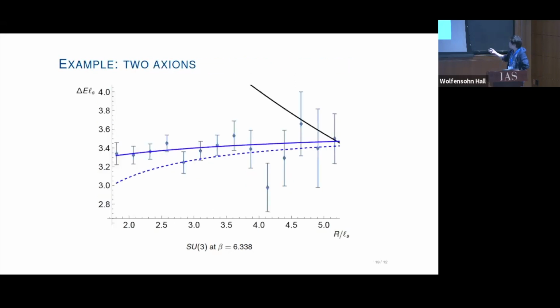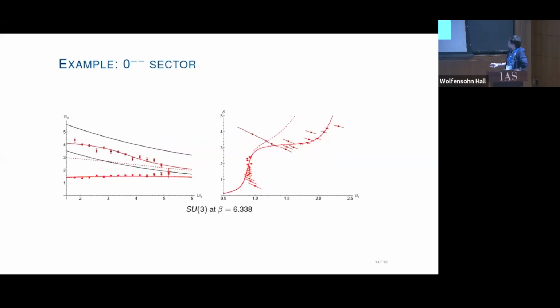And this is the example of two axions. And we see that the blue dashed line is two axions without interaction at all. And the blue solid line is the two axions with the interactions coming from TT-bar deformation. And we see that when we include the interaction, it has a much better fit to the Monte Carlo data. And this is the example that Sergey mentioned today, in the 0 sector. We have these high excited states. When we include higher order corrections, we get a better fit towards the phase shift.